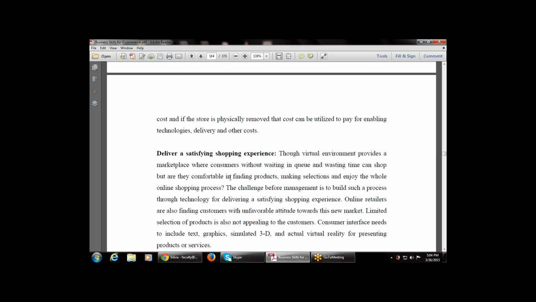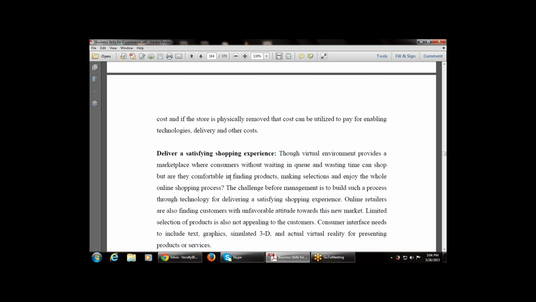The next issue is delivering a satisfying shopping experience. This is one of the major issues: that the customer is satisfied with the retailing, satisfied with the product and with the services. So this is one of the important challenges that the manager faces.